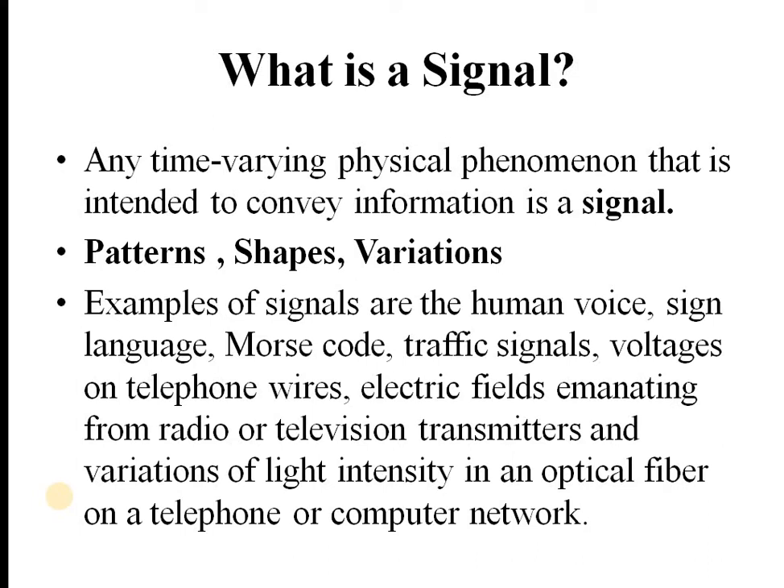And similarly, the voltages on telephone wires, the electric fields emanating from radio or television transmitters or the antennas that we have on the top of our buildings, and the variations of light intensity in optical fibers on a telephone or a computer network. These can all be considered examples of signals, because they carry and convey some information to the receiver.